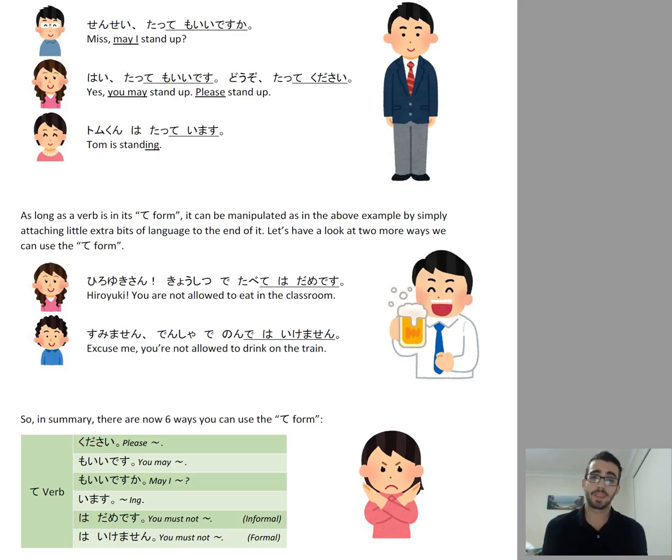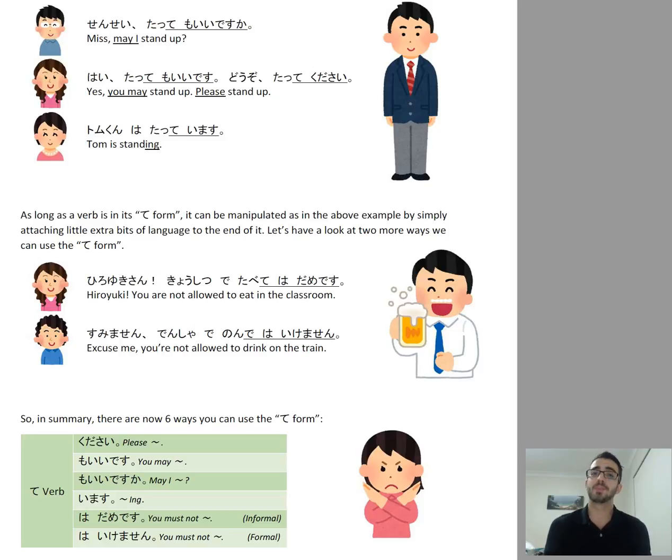So, in summary, there are six ways I'd like you to use the te form of verbs. Add kudasai, and it means please do something. Add mo ii desu, and it means you may do something. Add mo ii desu ka, and it means may I do something. Add imasu, and it's ing. Add wa dame desu, and it means you must not do something. That's the more informal way of saying it, though. The more formal way is by adding wa ikemasen.